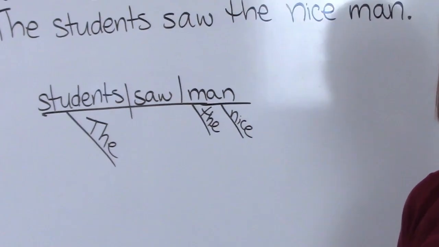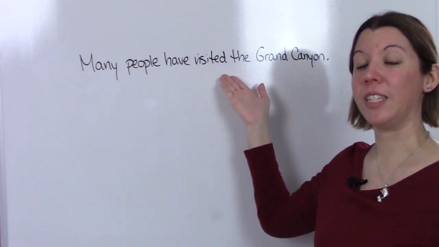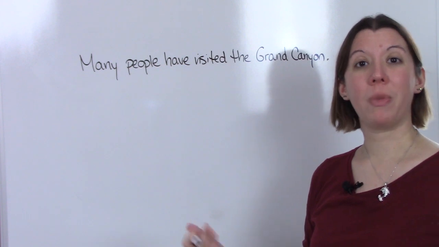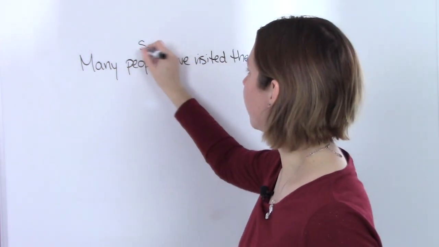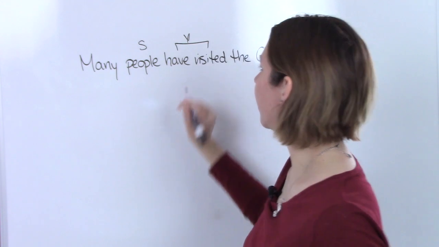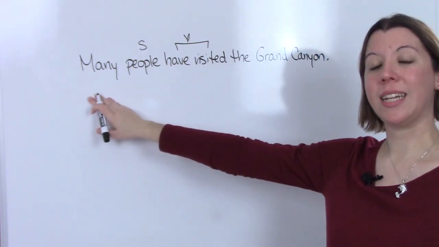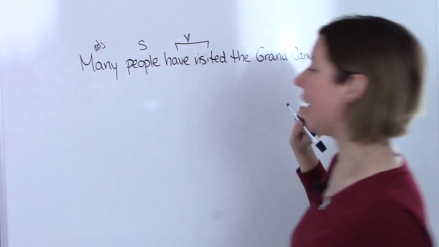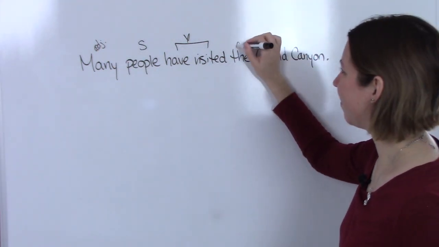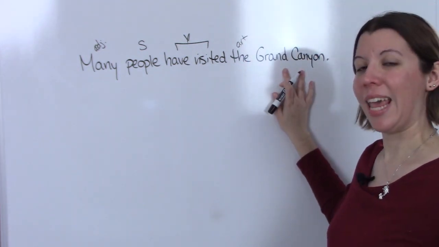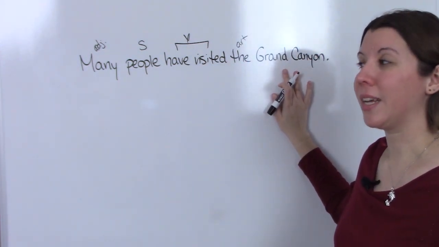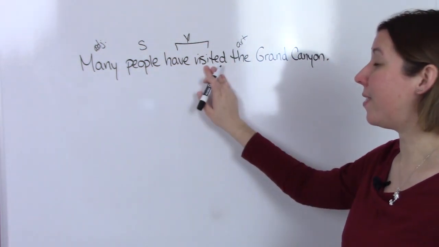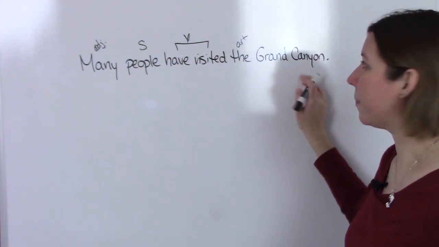Let me show you another example. Many people have visited the Grand Canyon. My sentence is about people. People what have visited? Many is an adjective. It modifies people. The is an article. And Grand Canyon, that's my direct object because that says what people have visited. People have visited what? The Grand Canyon.